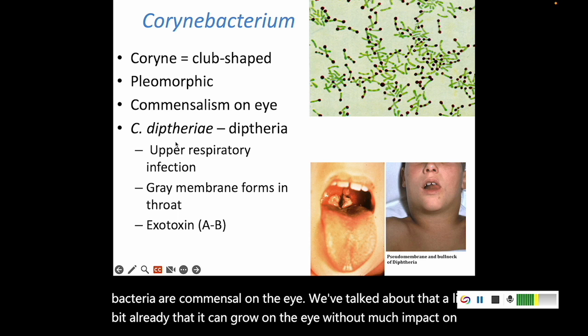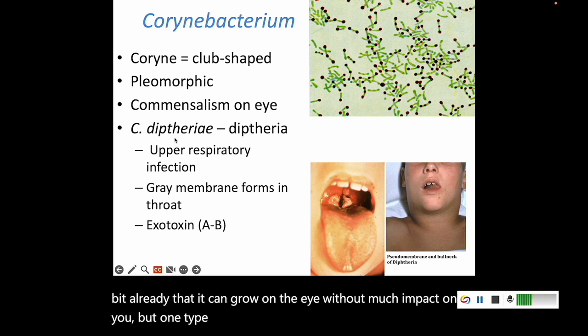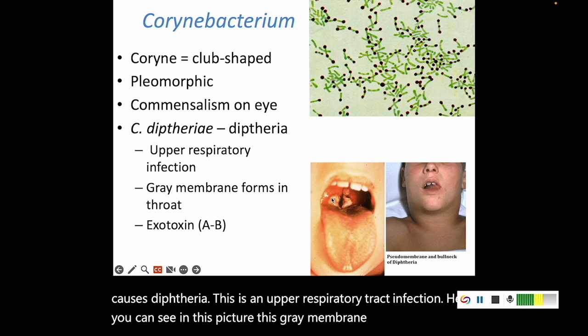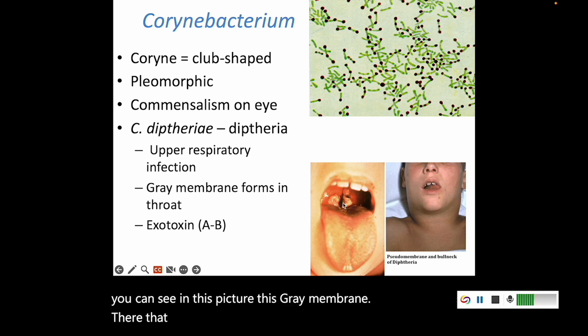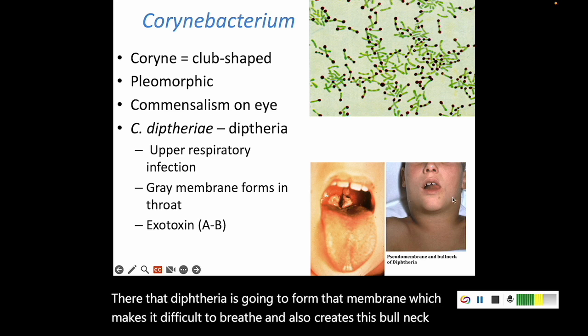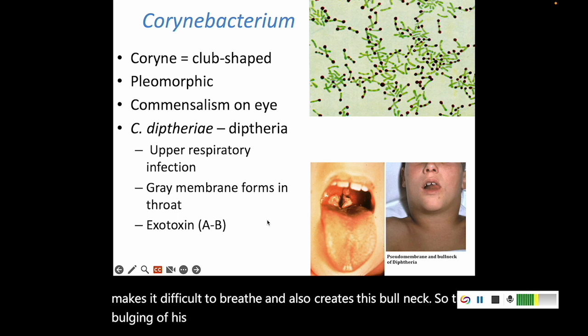But one type that does cause disease is C. diphtheriae, which causes diphtheria. This is an upper respiratory tract infection. Here you can see in this picture this gray membrane. Diphtheria is going to form that membrane, which makes it difficult to breathe and also creates this bull neck. So this bulging of his neck here is caused by diphtheria.